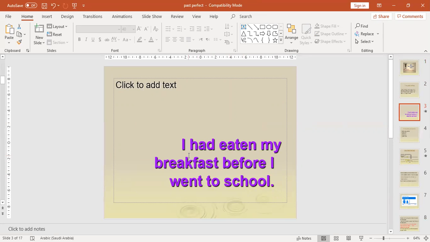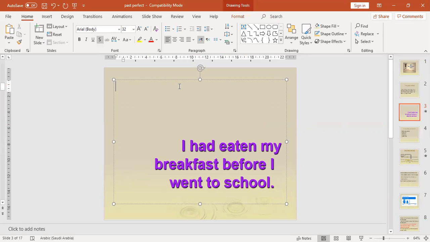You see the example here. I had eaten my breakfast before I went to school. How many actions do you have here? The first one, had eaten. The second one, went. So, which one happened first? I had eaten. The other one is past simple, went.